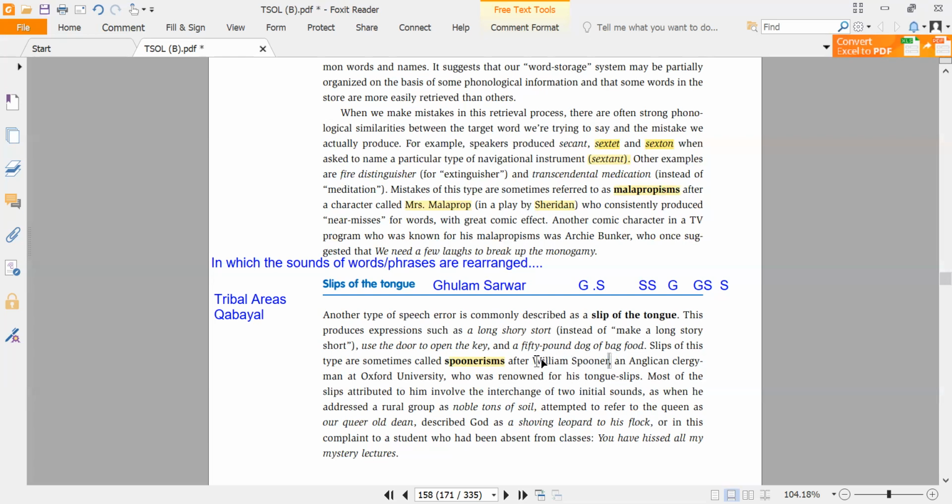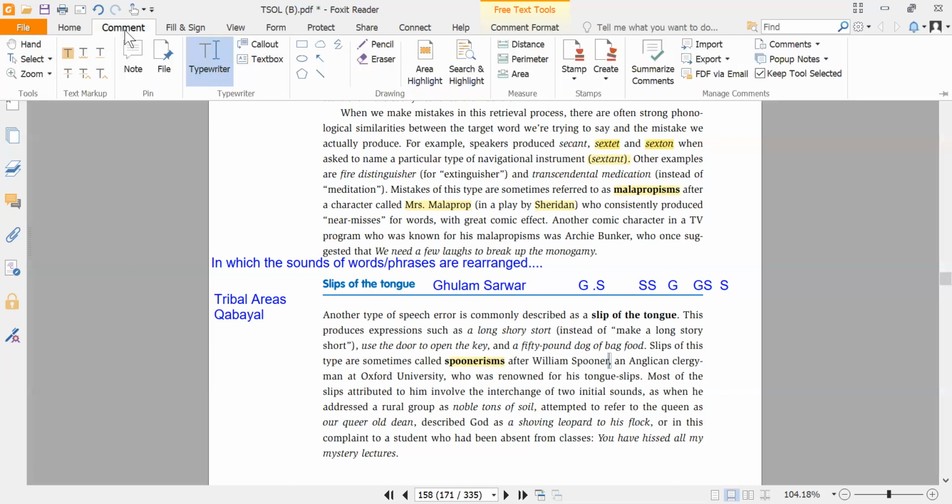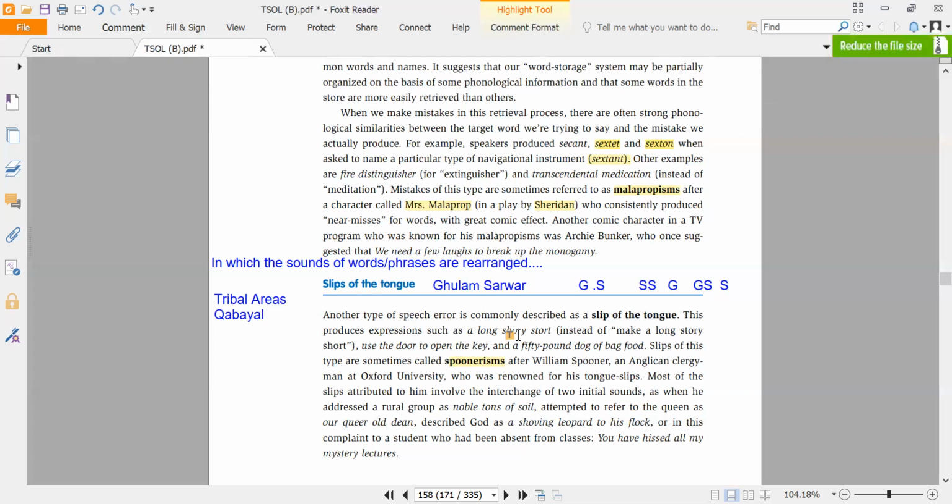William Spooner, you see, was a clergyman at Oxford University, and whenever he talked, he would come up with so many slips of the tongue. He was known for that, right? And from his name, this term has been derived, spoonerism, from his own name, William Spooner.